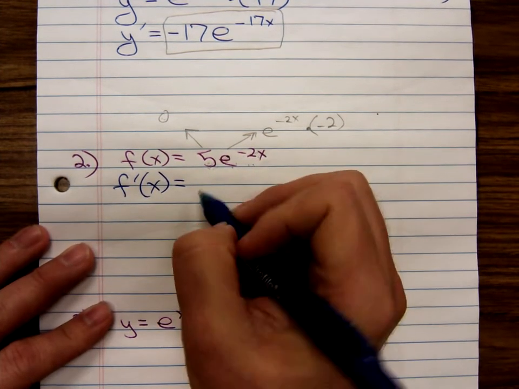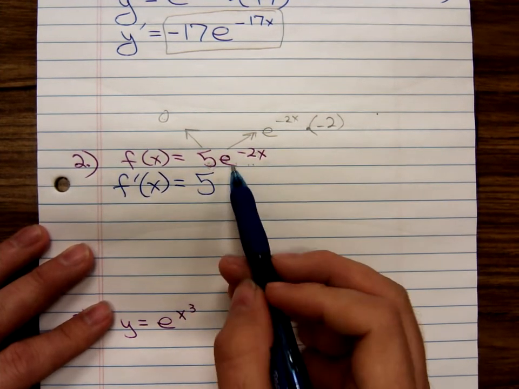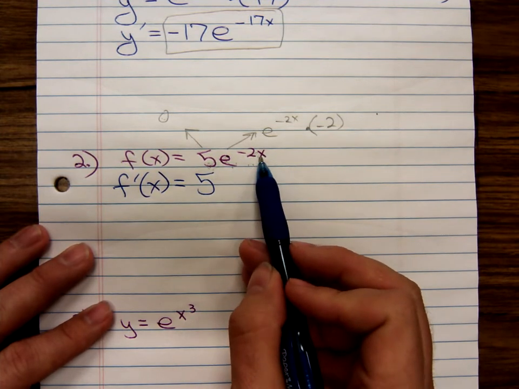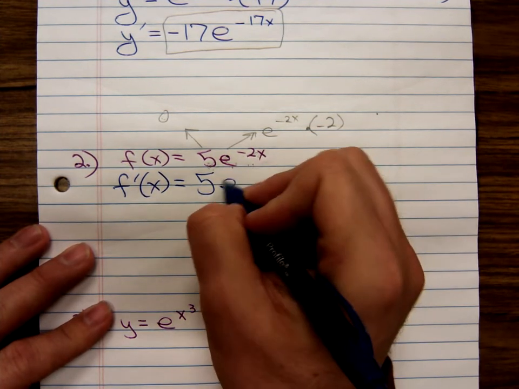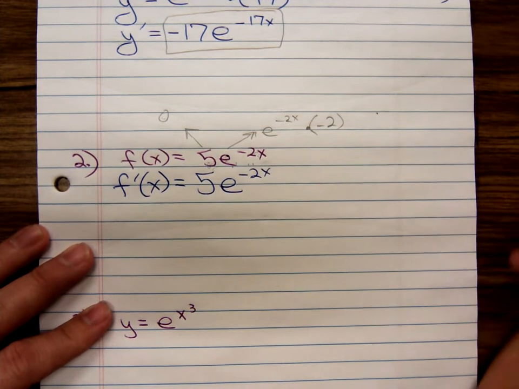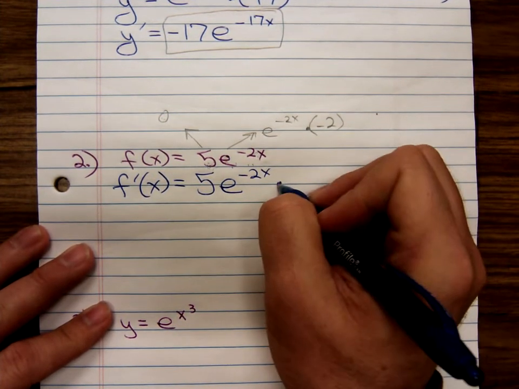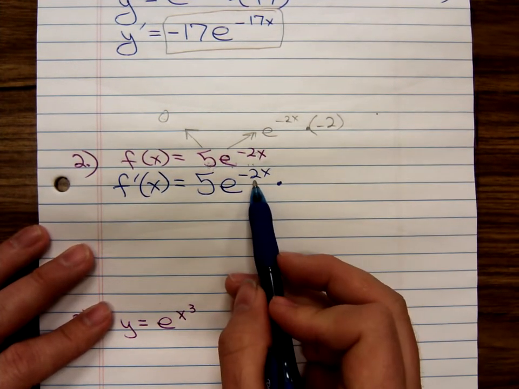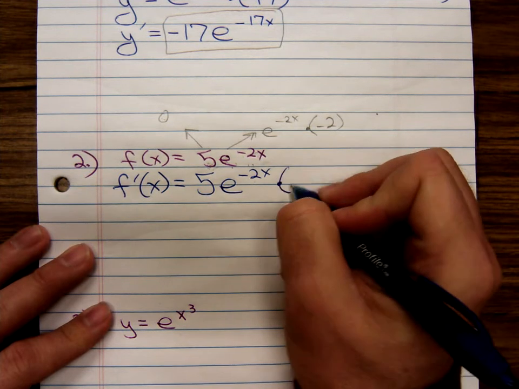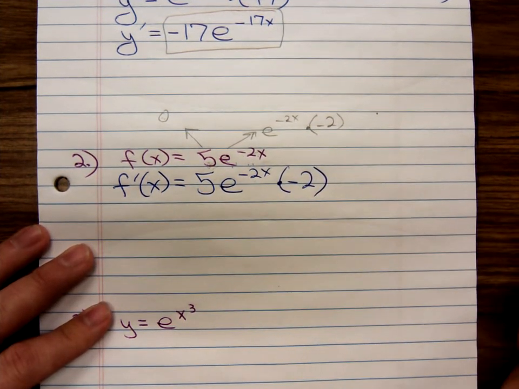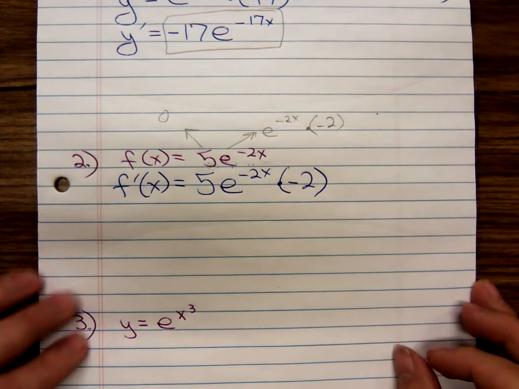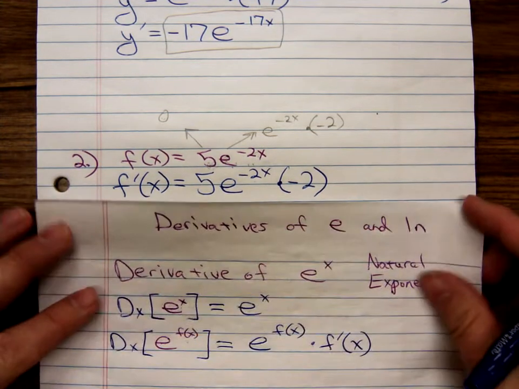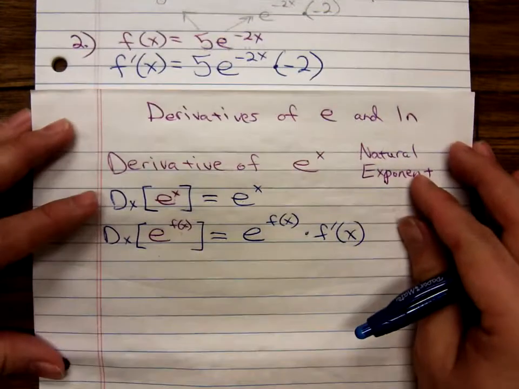You bring down the constant 5. The derivative of e to the negative 2x is e to the negative 2x, times the derivative of that exponent, which is negative 2. We're using this derivative rule right here.